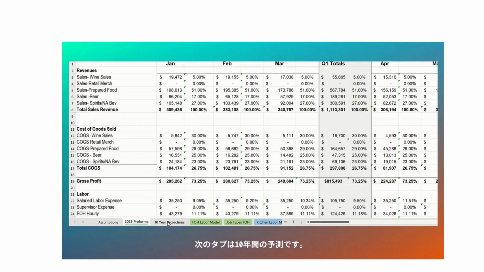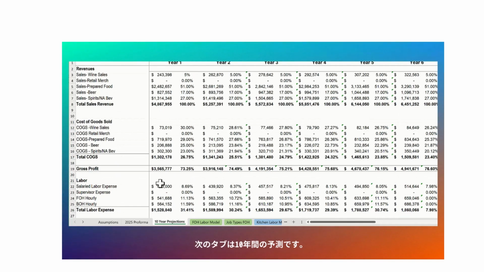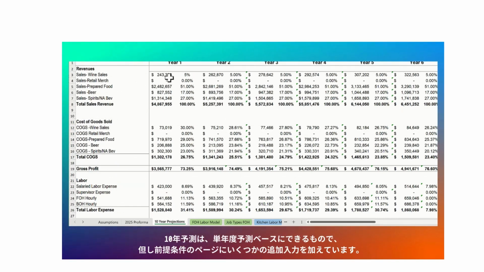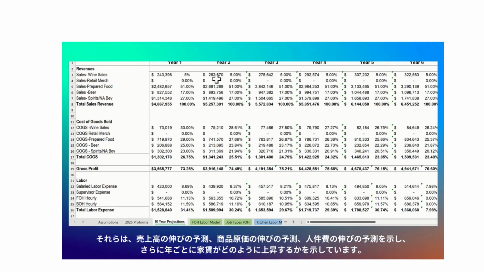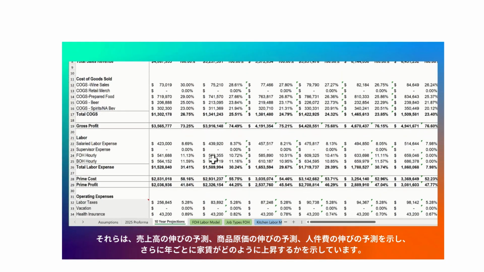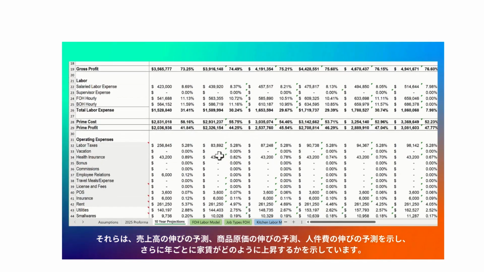The next tab we have is the 10-year projection. And the 10-year projection takes our single year projection with some extra inputs on our assumptions page to show our predicted sales growth, predicted cost of goods growth, predicted labor growth, and then also how our rent may increase from year over year.